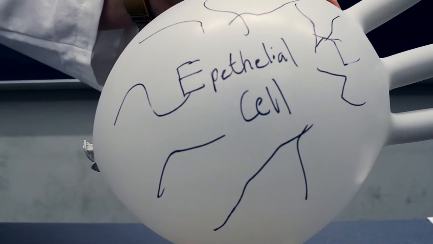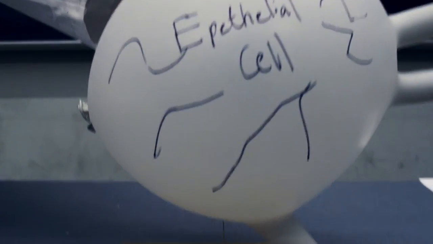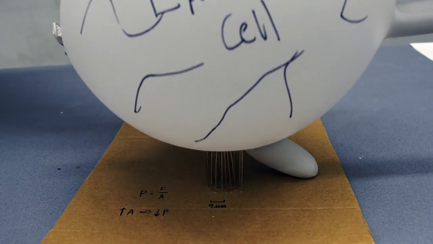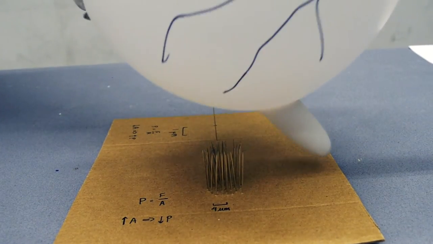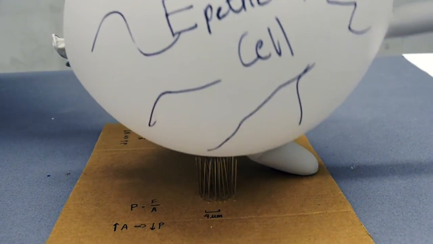We know that pressure equals force over area. So with a constant force, pressure changes with the change in area. With an epithelial cell, there is large area, so the pressure decreases. So when it is pushed against the bed of nails, there is no popping.